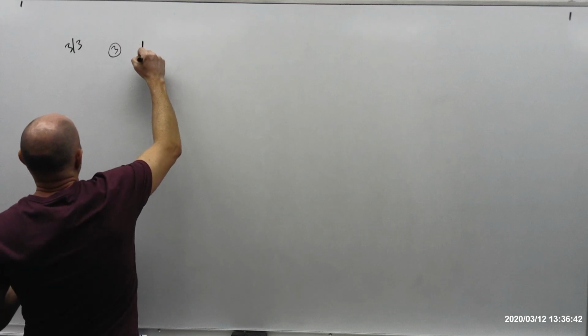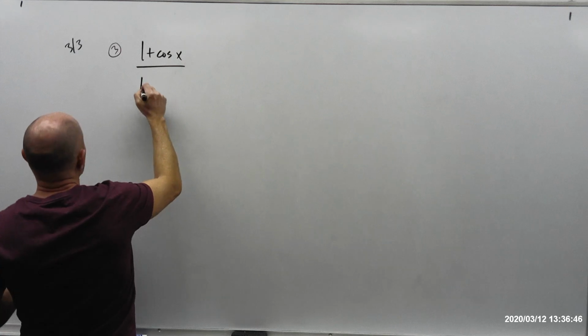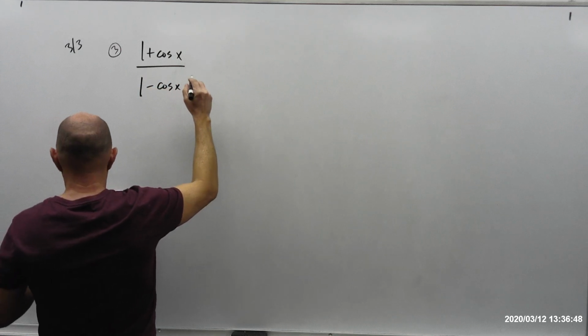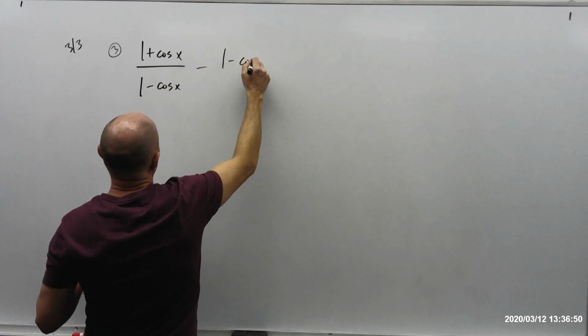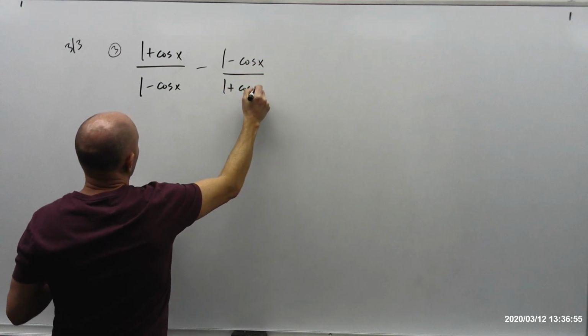So we have 1 plus cosine of x over 1 minus cosine of x, minus 1 minus cosine of x over 1 plus cosine of x.